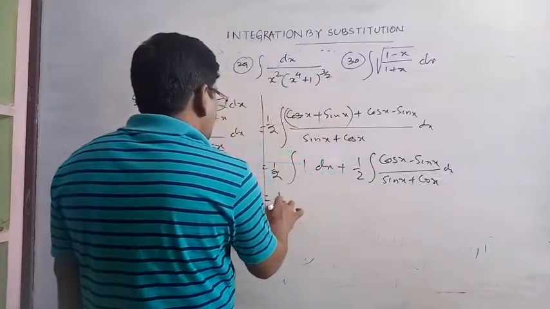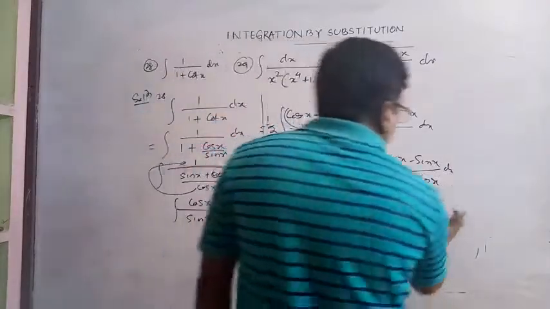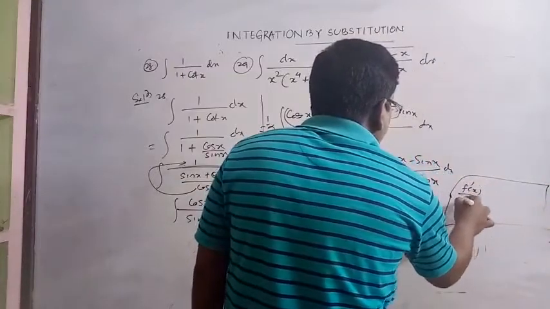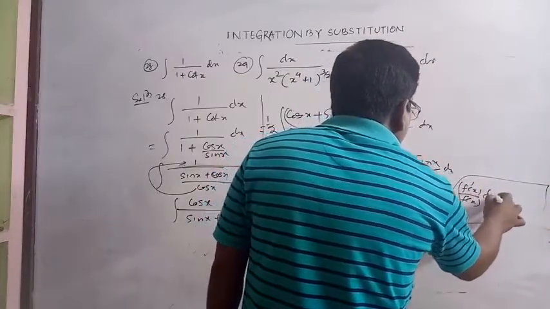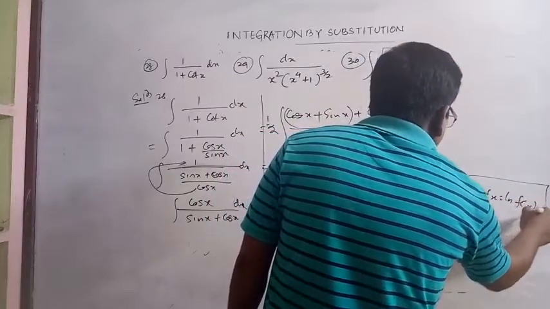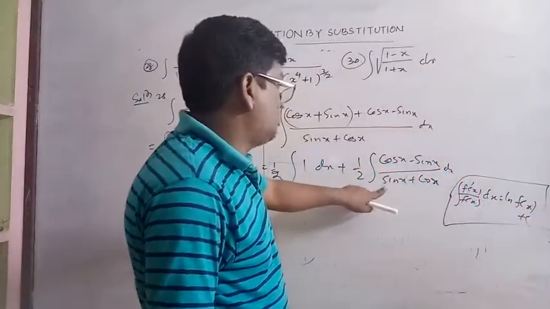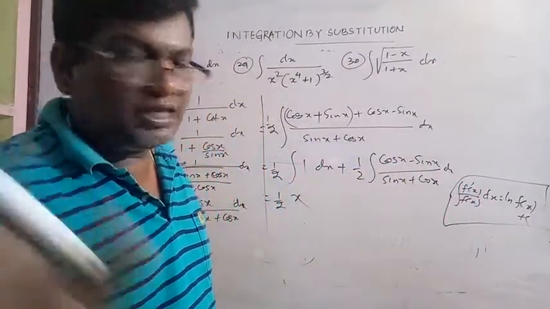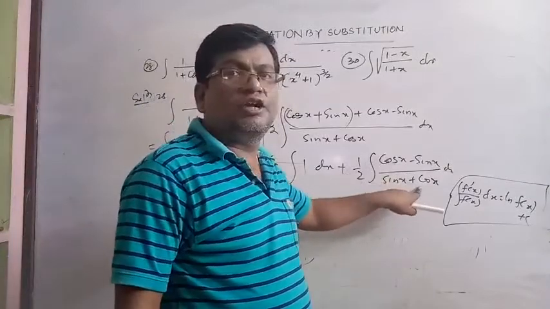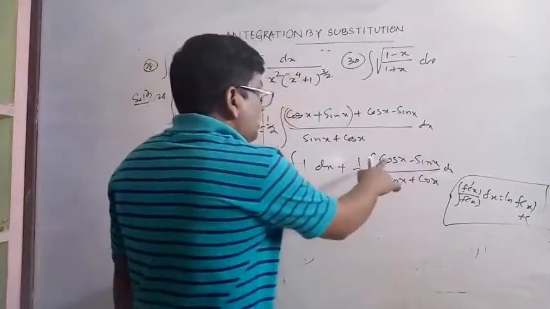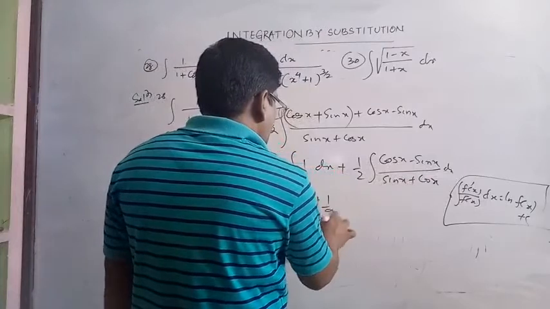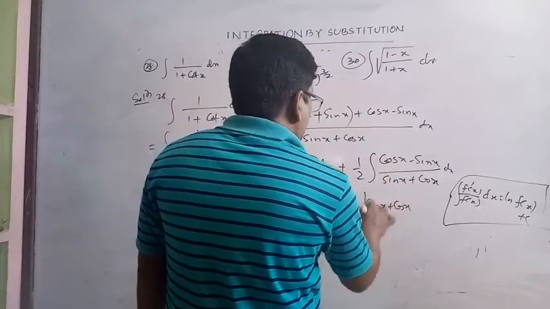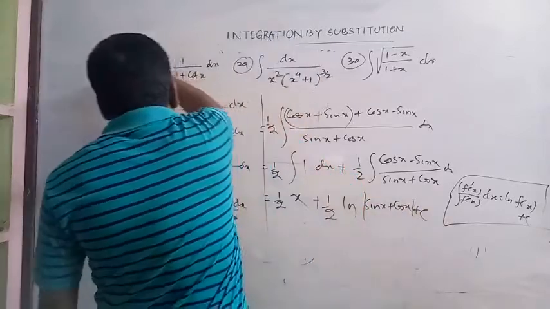So this is equal to 1 by 2 times x, since the integral of dx is x. We know the formula. What is the formula? The integral of f dash x by f of x dx is equal to log f x plus c. The derivative of sin plus cos is cos minus sin, so here it is f dash x by f x. So 1 by 2 into log of sin x plus cos x plus c. This is the answer of question number 28.